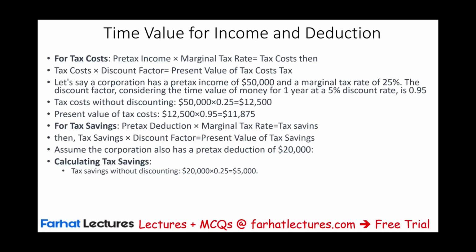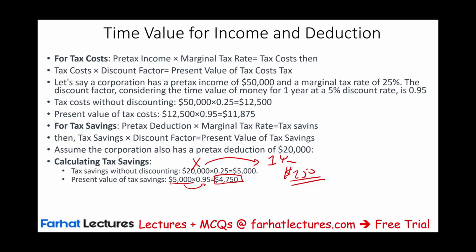If we have to wait a year to get this tax savings, so let's assume we cannot take this deduction now, we have to wait 1 year from now. Then we have to take the 5,000 multiplied by 0.95. Well, what does that mean? It means the tax savings is now $4,750. We lost $250 because of the time value of money.